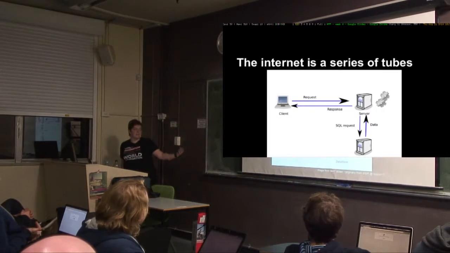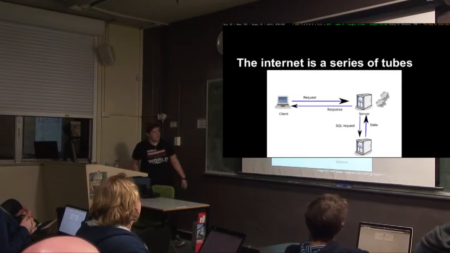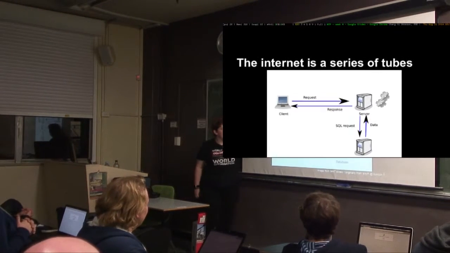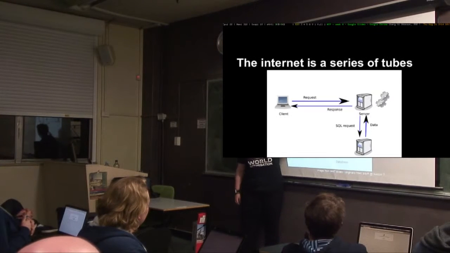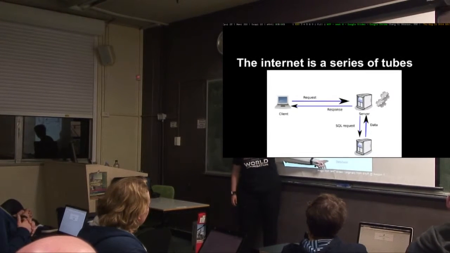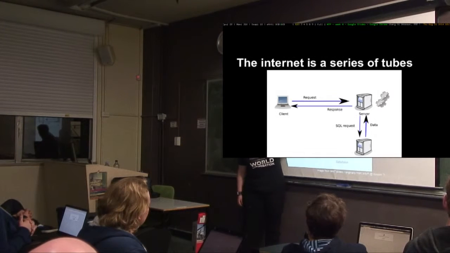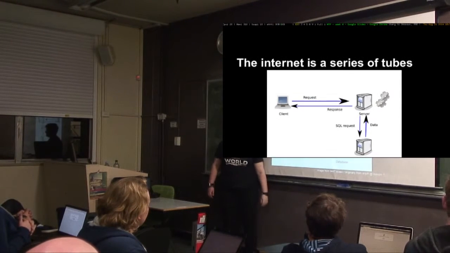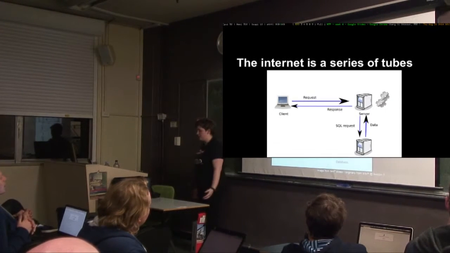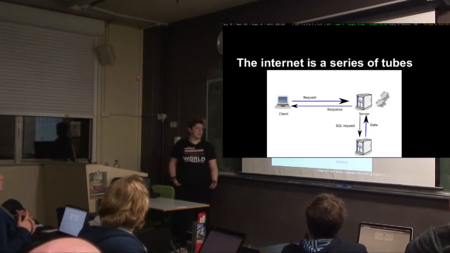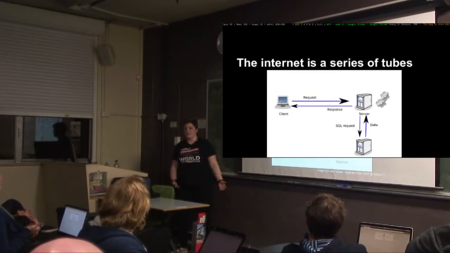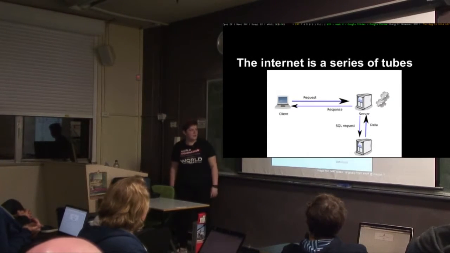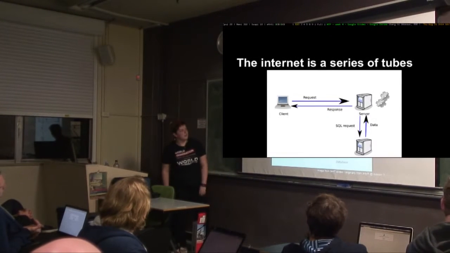So the internet is a series of tubes, supposedly. Basically, you are a client, you send a request to a web server, and the web server sends a request to the database, gets the data, sends it to the server, and sends you a response. Obviously, it's more complicated than that. You've got to find the web server in the first place, and you've got to have the right request format, and the different requests can do different things, different databases do different things, but it's pretty much this.